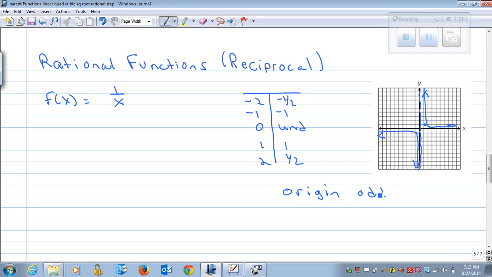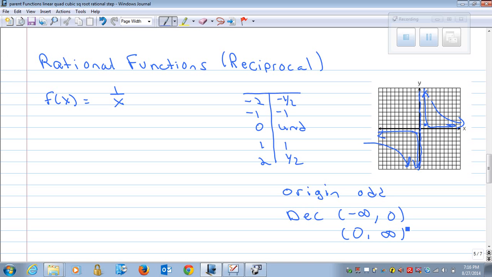And as you move from left to right, the graph is constantly decreasing. As you move, it's going down here. And as you move from left to right, it's going down here. So it's decreasing on the interval negative infinity to 0, and then we have to write another interval from 0 to positive infinity because we aren't equal at 0.